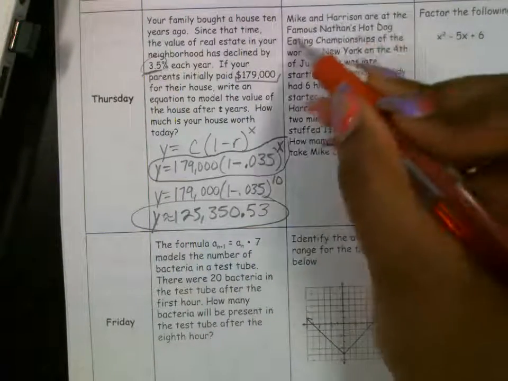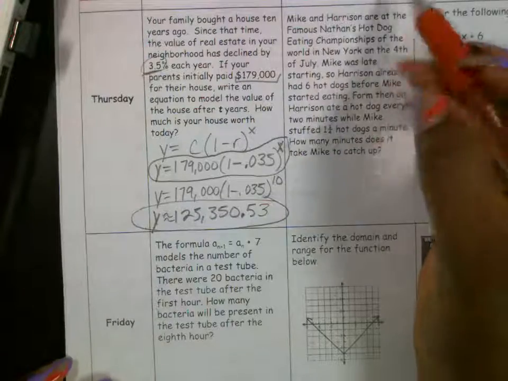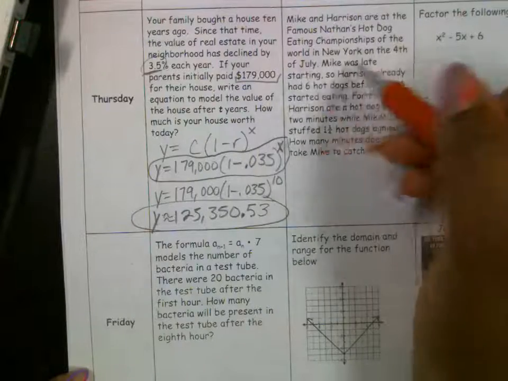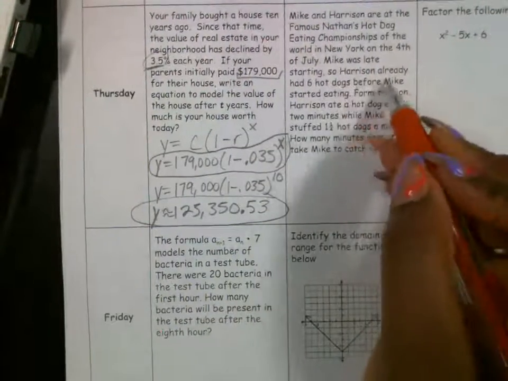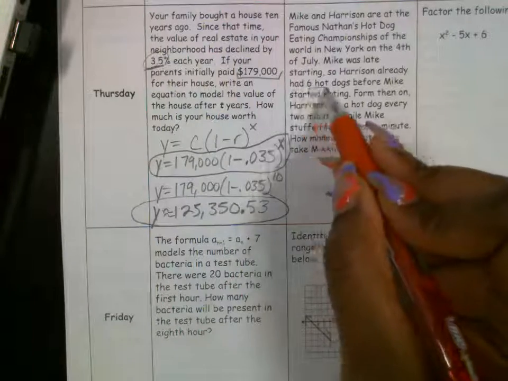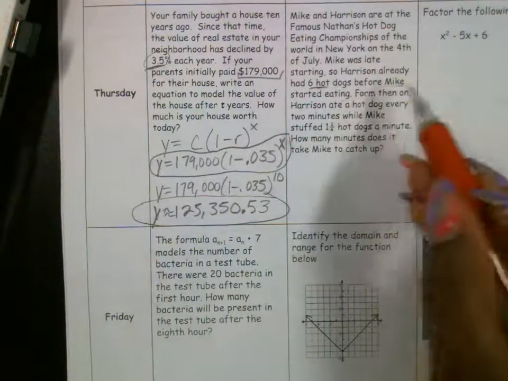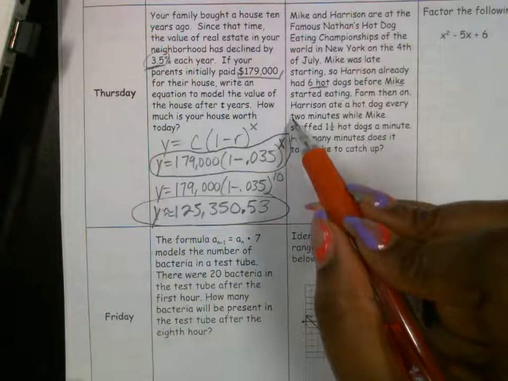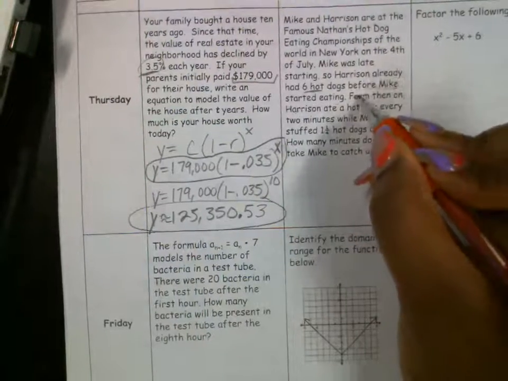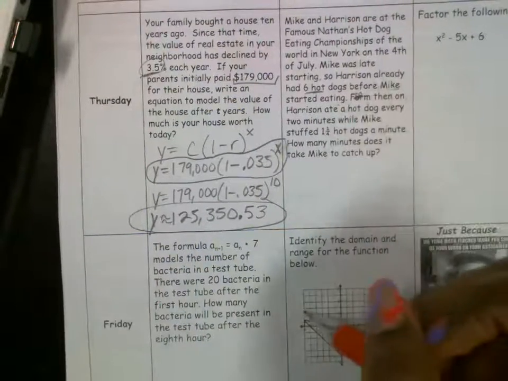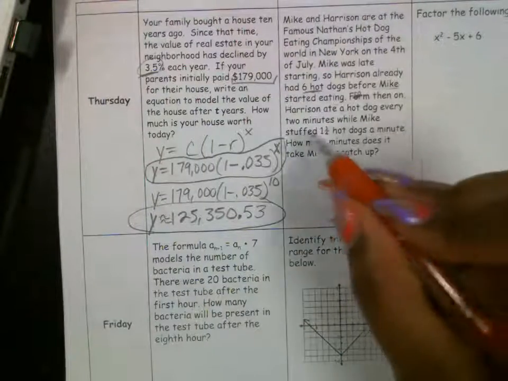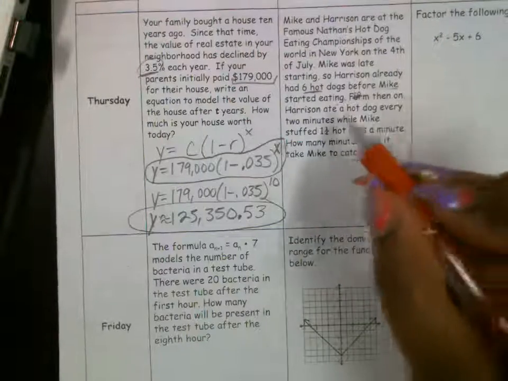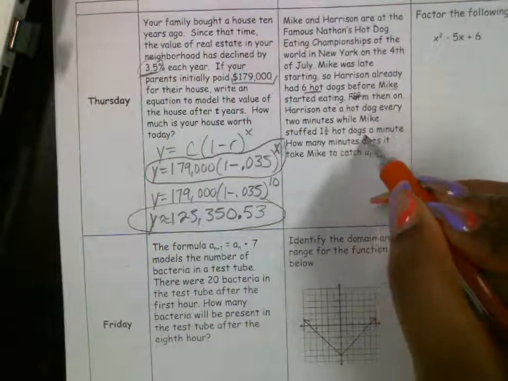Mike and Harrison are at the famous Nathan's Hot Dog Eating Championship of the World in New York on the 4th of July. Mike was late starting, so Harrison already had 6 hot dogs before he started eating. From then on, Harrison ate a hot dog every 2 minutes. Okay, 1 hot dog for every 2 minutes. All right. Mike stuffed 1 1/4 hot dogs a minute.